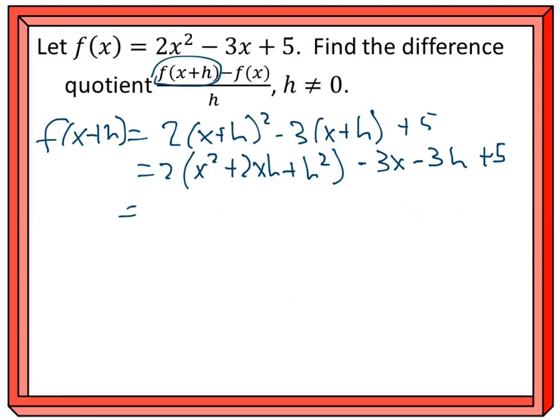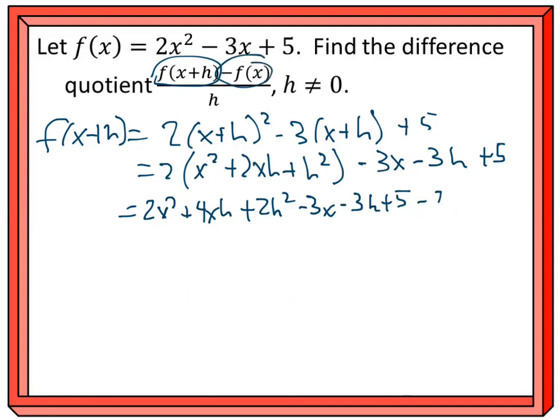And now let's distribute here. I get 2x squared plus 4xh plus 2h squared minus 3x minus 3h plus 5. Now I have to subtract out the original function, so minus 2x squared minus a negative makes plus 3x, and then plus, or minus a negative 5. Okay, and this is the difference quotient, so now I'm dividing it by h.